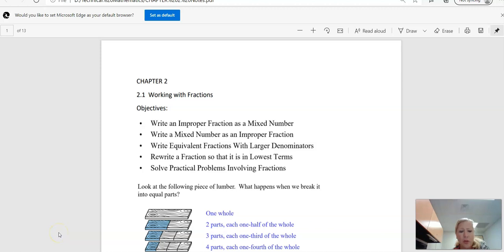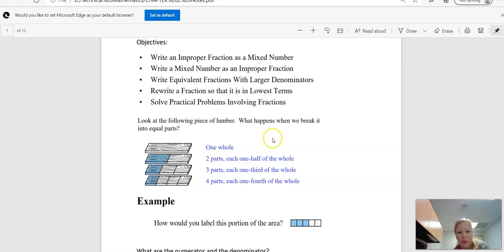Okay, Chapter 2 is all about working with fractions. And 2.1, the objectives are: write an improper fraction as a mixed number, write a mixed number as an improper fraction, write equivalent fractions with larger denominators, rewrite a fraction so that it is in lowest terms, and solve practical problems involving fractions.